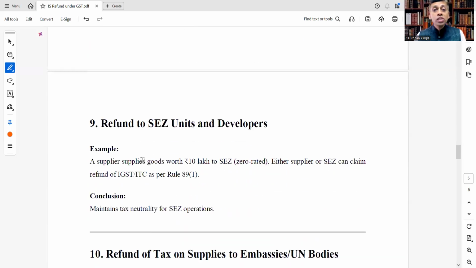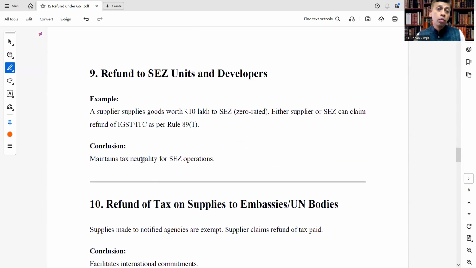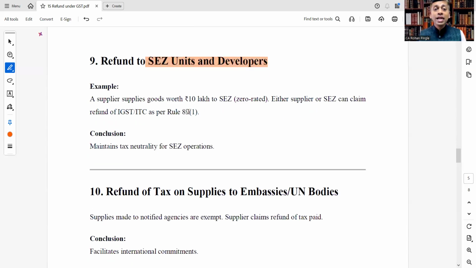Refund to sales units and developers. To whom? For example, a supplier supplies goods worth rupees 10 lakhs to sales, that is zero rated. Either supplier or sales can claim refund of IGST or ITC as per Rule 89 Sub Rule 1. So the conclusion is it maintains tax neutrality for sales operations, so that ITC cannot be blocked.